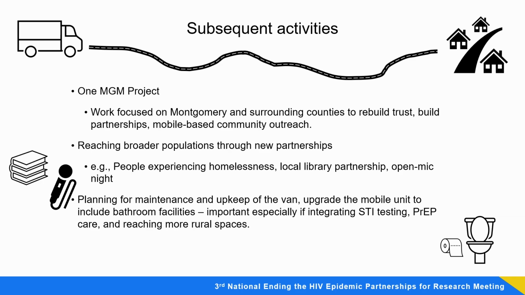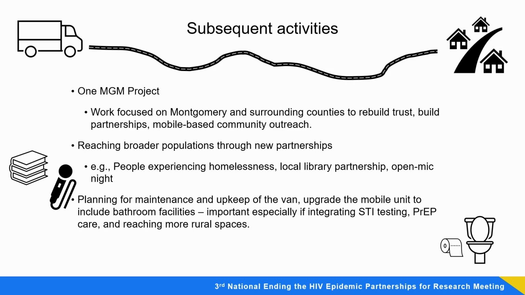So the One MGM project work is focused on Montgomery and surrounding areas to rebuild trust and partnerships, and we use the mobile testing unit, or the mobile van, to show up, just to show up. Where are people? We showed up to say, hey, we are still here. Are you out of care? Come back. And in new spaces to offer the survey to get feedback on that. Also, we were able to reach broader populations, like I said, showing up wherever people were: people experiencing homelessness, the local libraries, creating partnerships, open mic nights, football games at HBCUs. We were there, we are there.